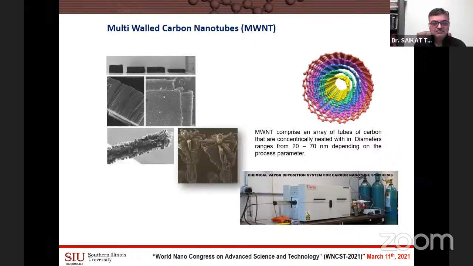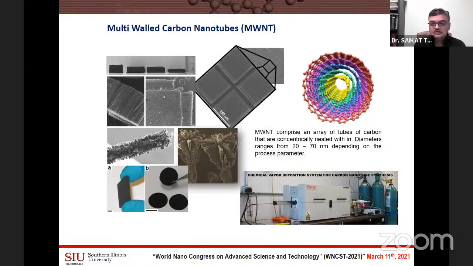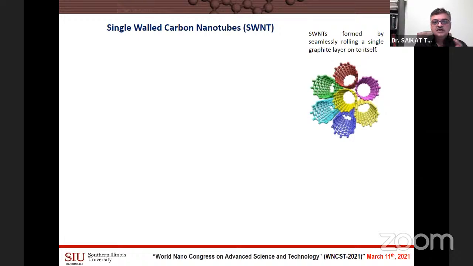You can grow them on a metal wire. You can make freestanding buckypapers, and you can also pattern those. So there are huge applications using these materials. We also grow single wall nanotubes, again by the CVD process, chemical vapor deposition. As the name suggests, if you roll a single graphene sheet into a tube, you have single wall nanotubes. When you grow them in bulk, because of the surface forces, they tend to bundle.